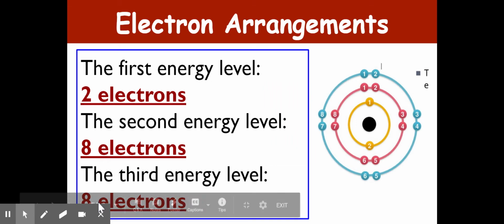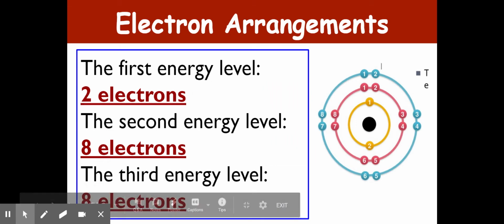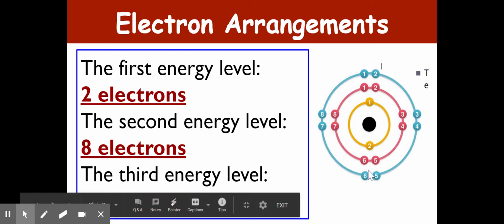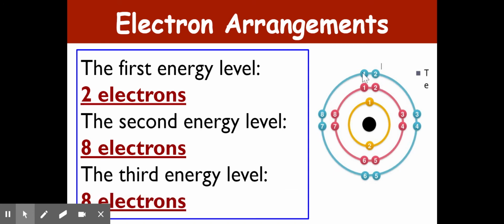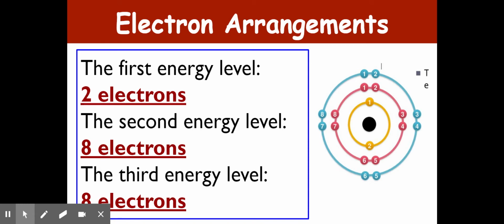We also learned the electron arrangement last week. Hopefully you still remember; I'll quickly review it. The first energy level can only hold 2 electrons. The second energy level can hold 8 at maximum. The third energy level can hold 8 at maximum. There are 7 energy levels in total, but we are only going to learn the first 3, because the rest are way more complicated and we are not going that deep. So it's 2, 8, 8.